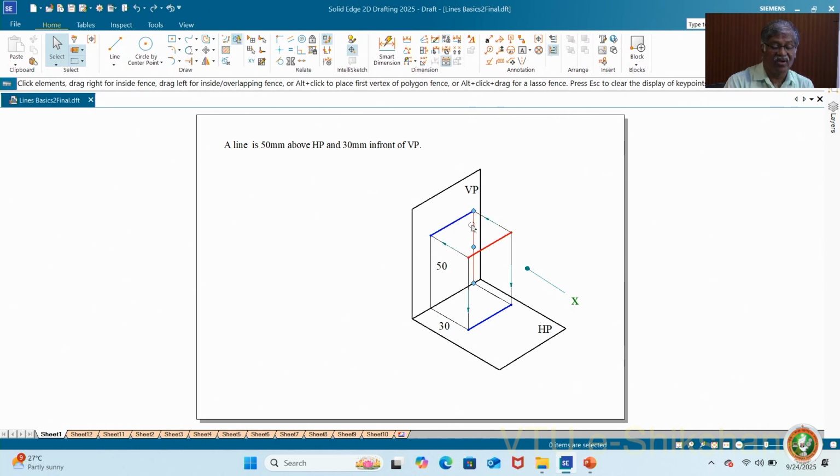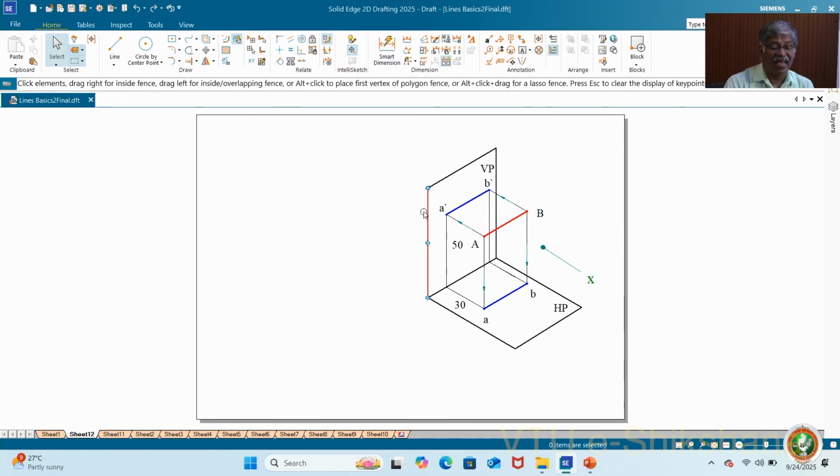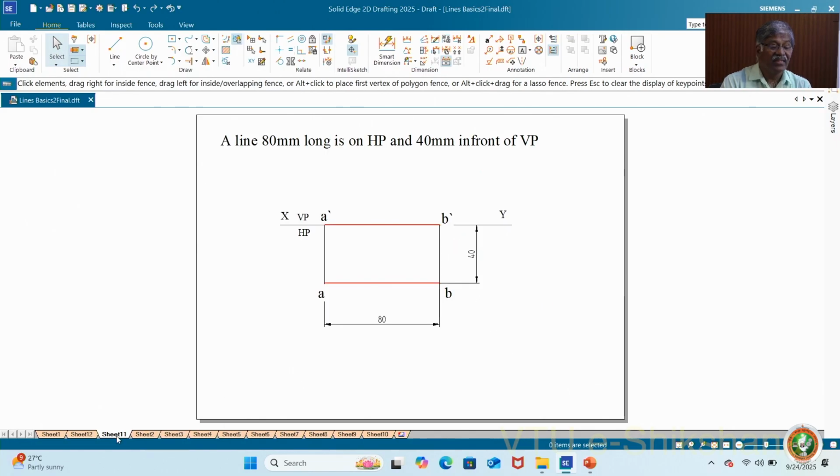This is why we call this orthographic projection. You see, perpendicular to the principal planes of projection, this is VP and HP, and this is front view, this is top view. Now let me name this particular line. A dash, B dash is front view, AB is top view. If you rotate this, definitely you get the top and front views. Now let me take one by one the particular case.